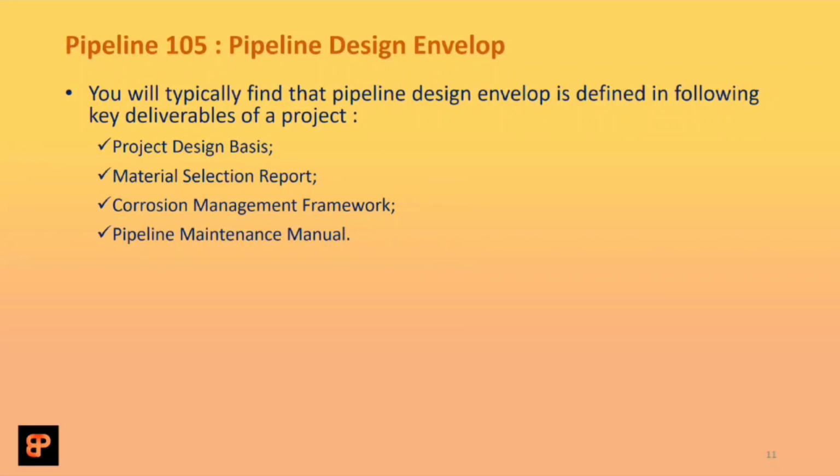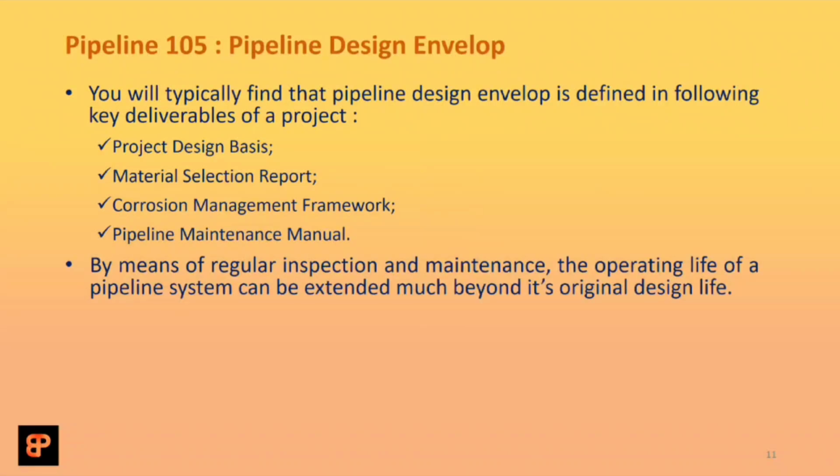And the pipeline maintenance manual, where the pigging frequency, chemical inhibition requirements, and all these kinds of important aspects related to the pipeline will be defined, also has an important reference with respect to the design envelope. So the design envelope plays a very important role in all these key deliverables, which are developed and followed in the entire project design cycle right up to the operate phase.